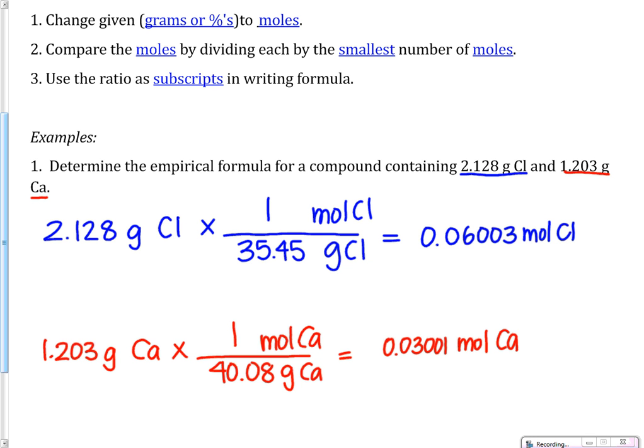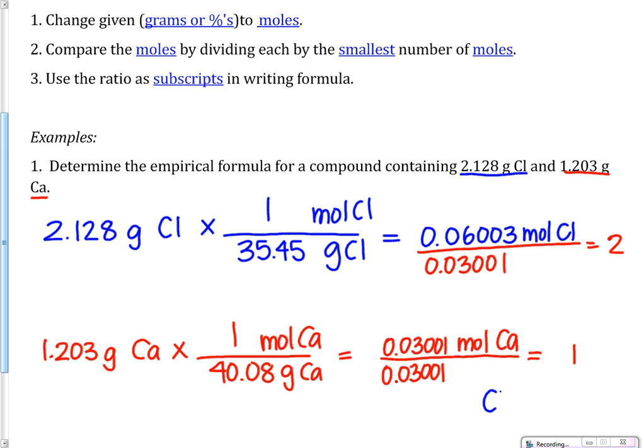Well, 0.06 is bigger than 0.03, so the smallest number is 0.03011. So obviously when we divide that, we're going to get 1. And here, when you divide this out, you get really close, almost exactly to 2. So these numbers, the 2 and the 1, will now become our subscripts in our empirical formula, meaning the Cl would get a 2 and the Ca would get a 1.